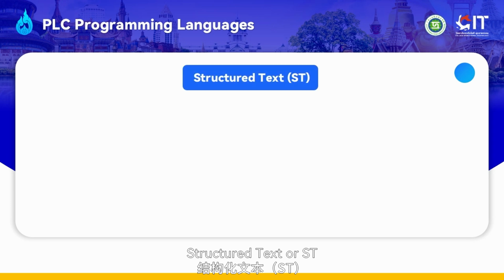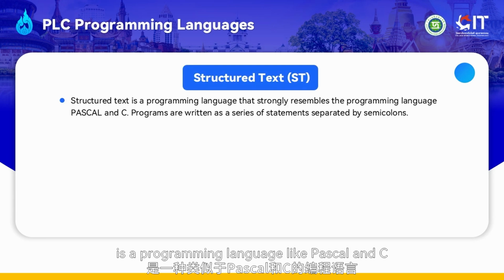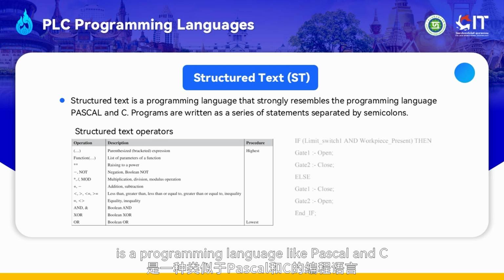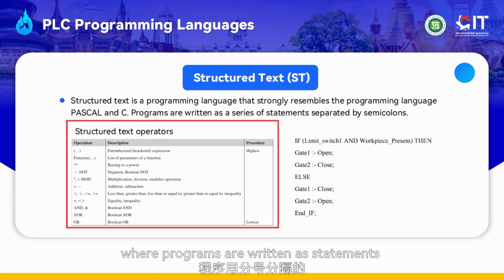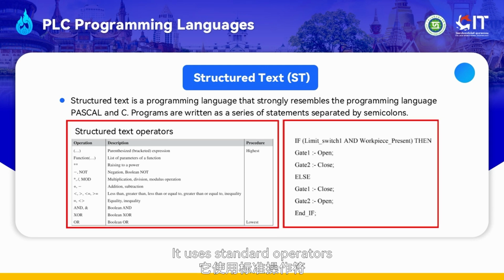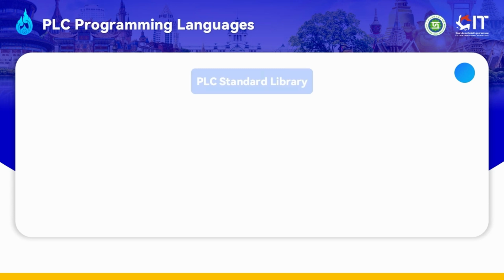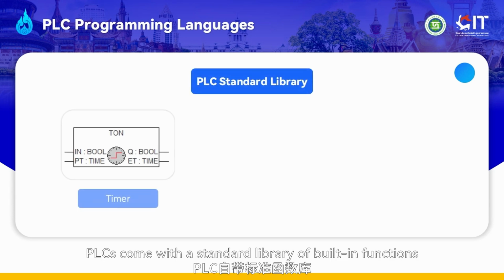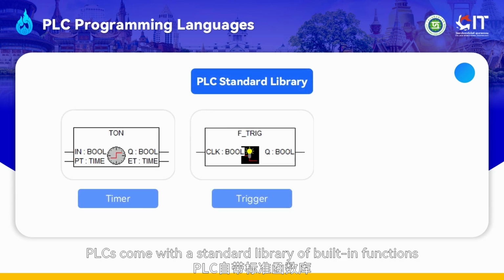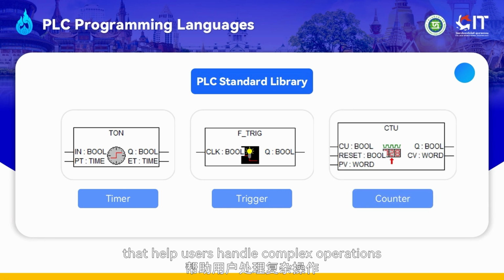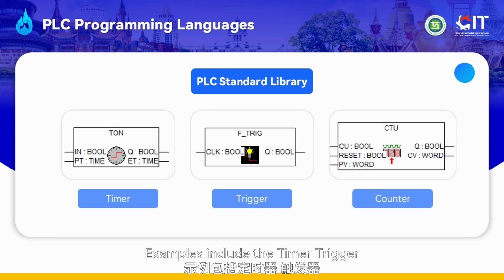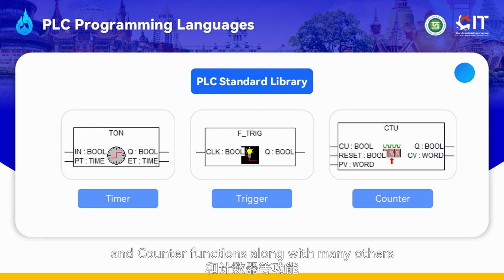Structured text, or ST, is a programming language like Pascal and C, where programs are written as statements separated by semicolons. It uses standard operators for logical and mathematical functions, as shown in the table. Additionally, PLCs come with a standard library of built-in functions that help users handle complex operations. Examples include the timer, trigger, and counter functions, along with many others designed to simplify programming.